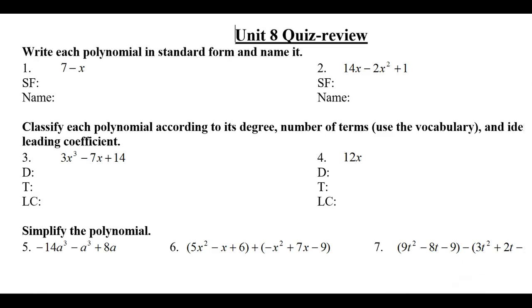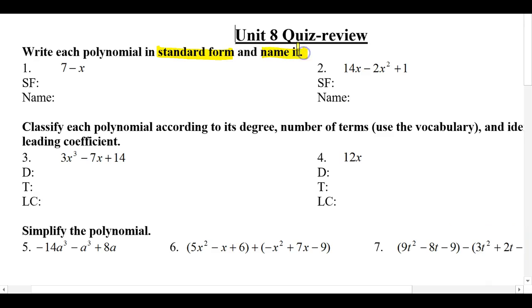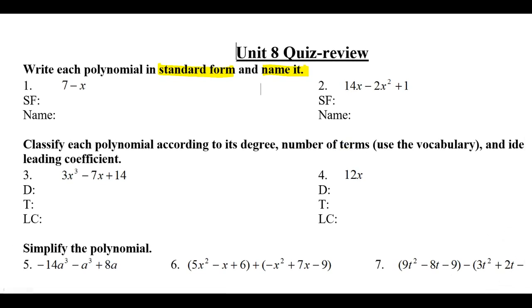Okay, so let's look at this first problem here. First, we need to write each polynomial in standard form, and then we have to name it. Off to the side, let's write the different names that we might encounter as we go through these. The first thing is going to be linear. That means that the degree of our function is 1. The next one is going to be quadratic, and the degree, or the highest exponent, is going to be 2.